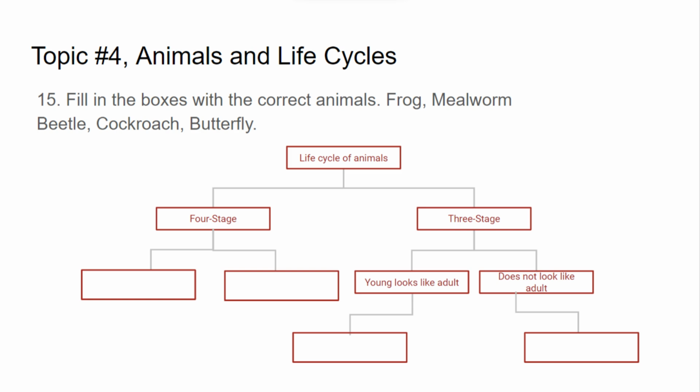Question 15. Fill in the boxes with the correct animals. Frog, mealworm beetle, cockroach, butterfly. Mealworm beetle has a 4-stage life cycle. The butterfly has a 4-stage life cycle too. On the right side, with 3 stages in their life cycles, the cockroach has young that look like the adult, while for the frog, the tadpole doesn't look like the adult frog.